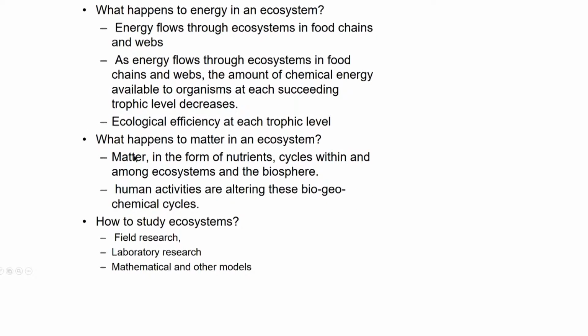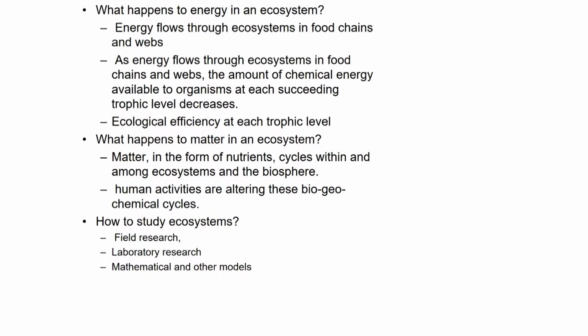So the question is, what happens to matter in an ecosystem? Matter in the form of nutrients cycles within and among ecosystems and the biosphere. It is very important that if we break the cycle in various ways, the nutrient availability and flow within and among ecosystems will get affected. Human activities are altering this. These are known as the biogeochemical cycles. The water cycle, the nitrogen cycle, the phosphorus cycle, and the carbon cycle are all examples of nutrient and biogeochemical cycles, which are very important for the sustenance of life.